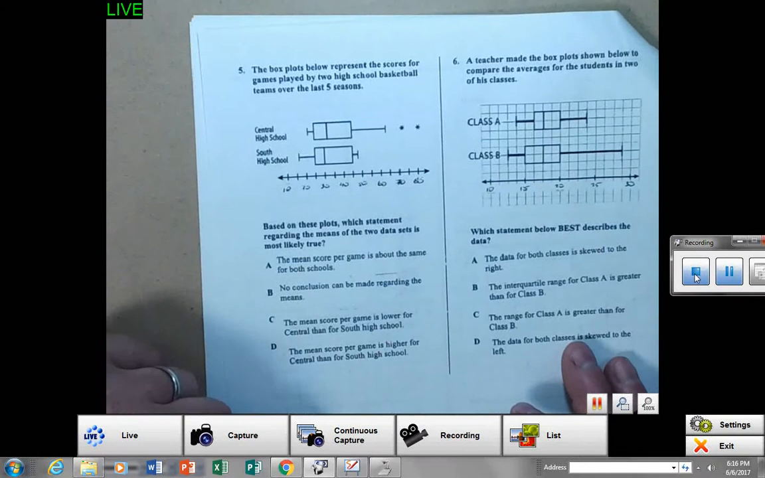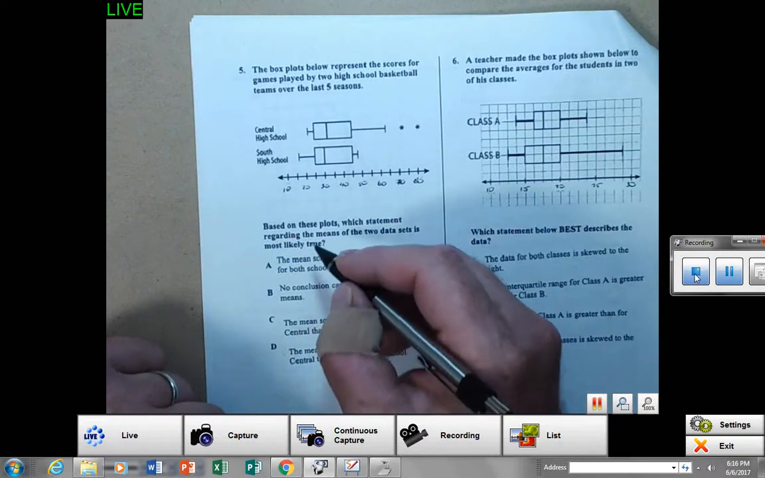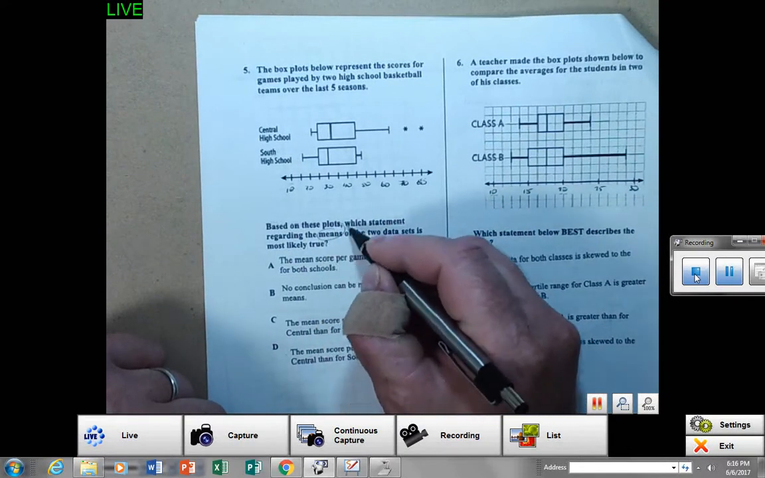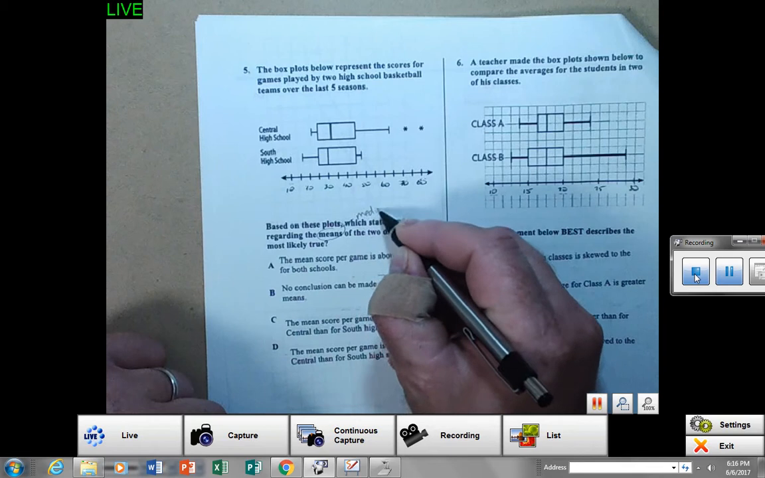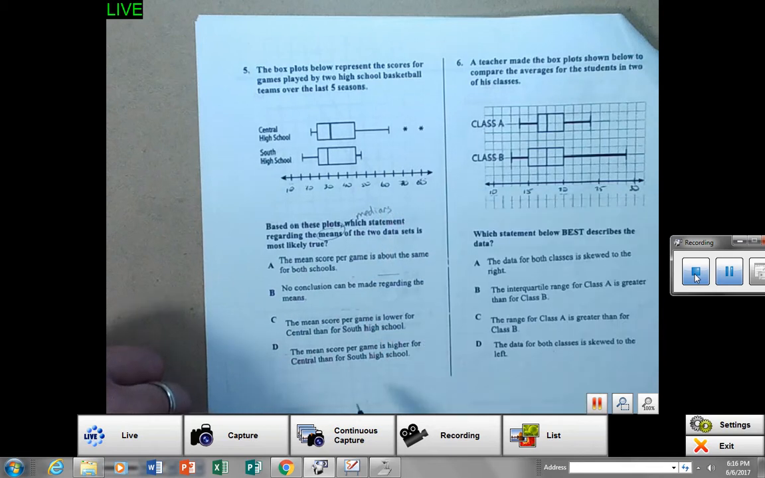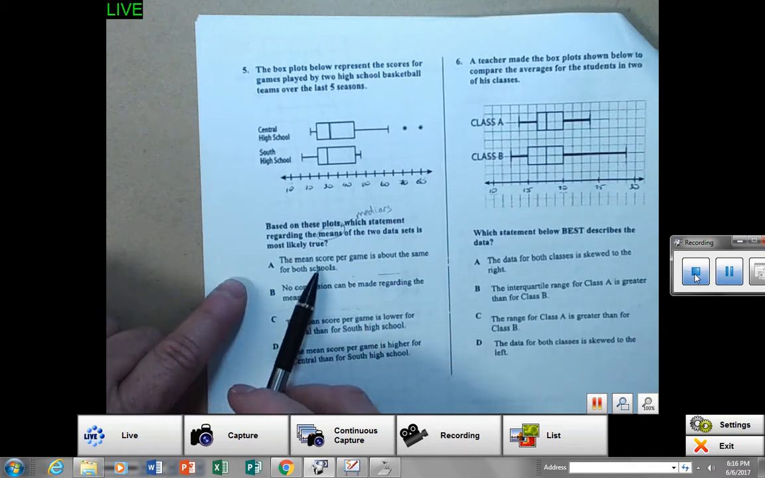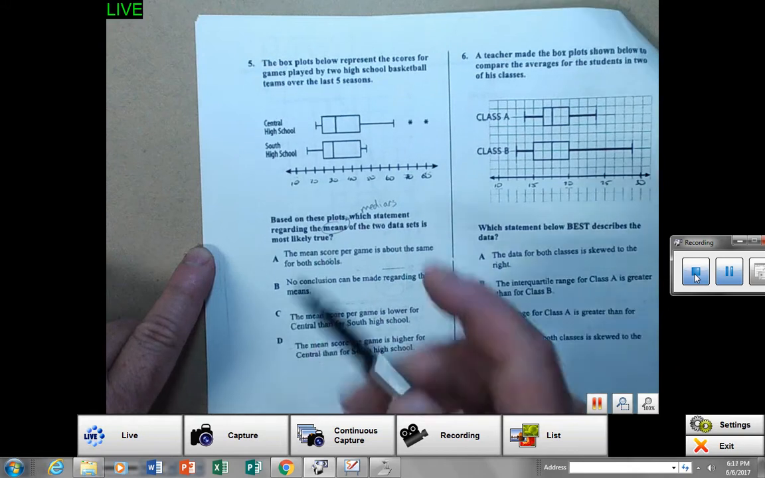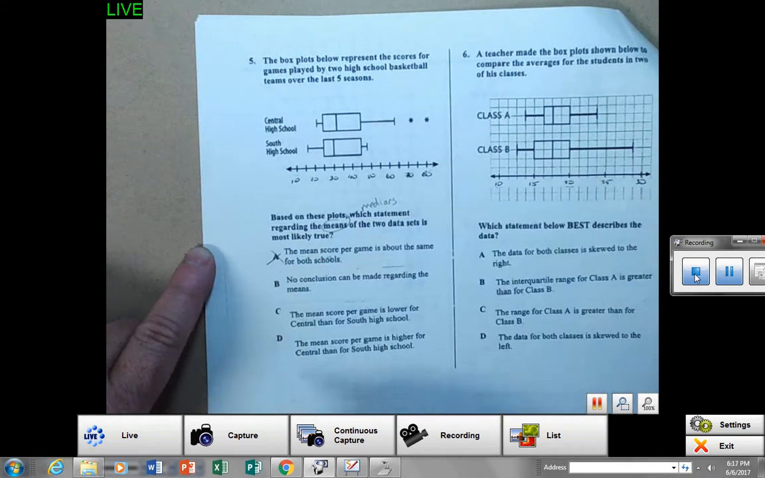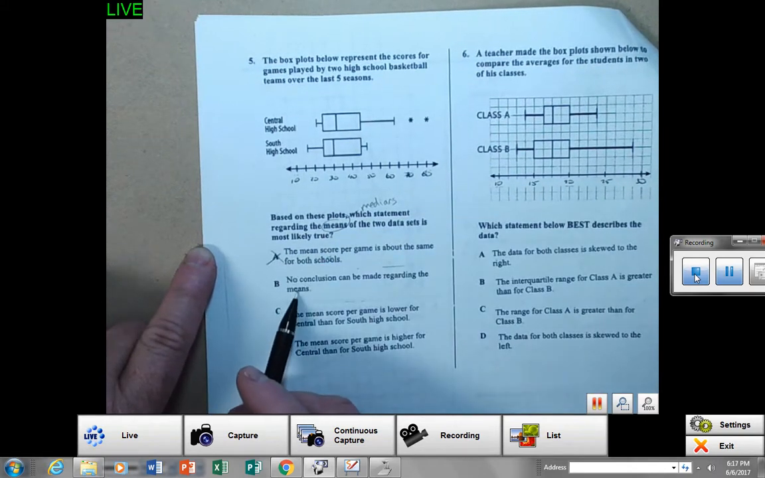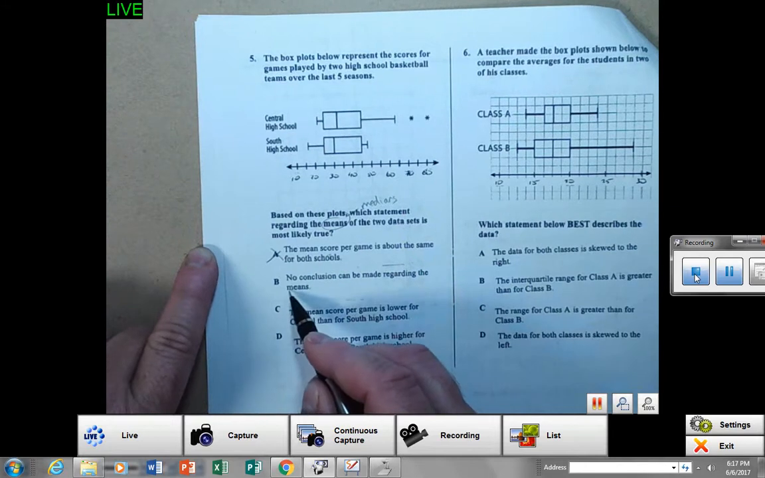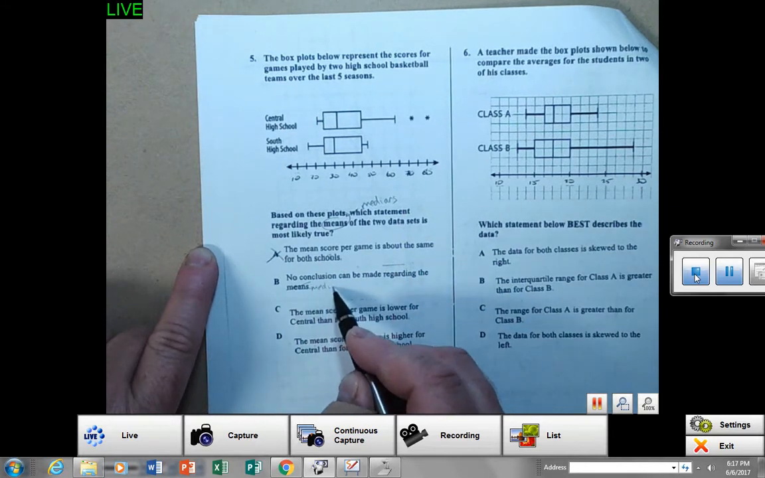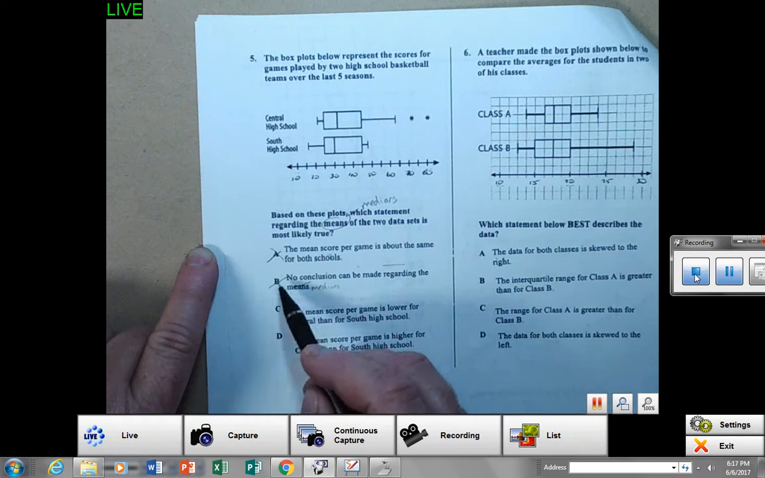This one right here says mean, and I'm not quite sure if they mean median, but we're just going to say medians for this problem. The mean score per game, I don't really know if I could find that out because I don't have all the original scores. I don't know how many games they played. So that one does not apply. I'm going to cross that one off.